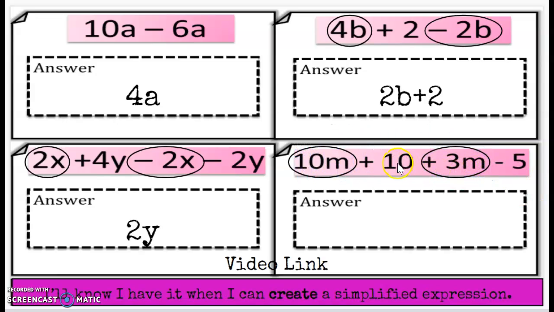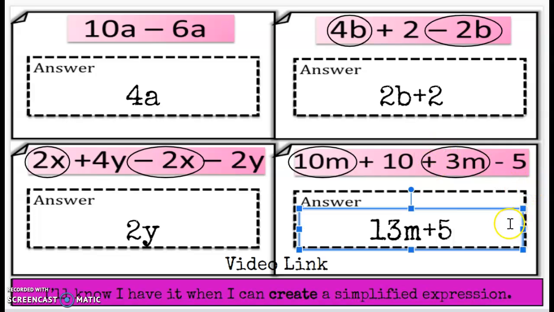All right, so now I have 10m plus 3m. That equals 13m. And then I have 10 minus 5. So I have plus 5 because 10 minus 5 equals 5. And that would be my simplified expression for this expression right here. This is what you're going to be doing for the rest of the slides. You're going to be combining your like terms.